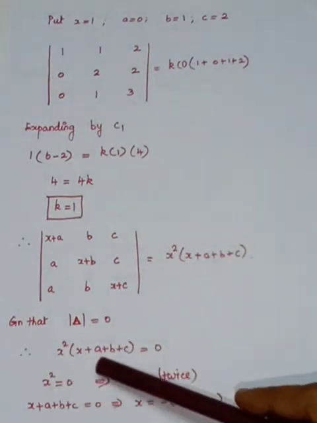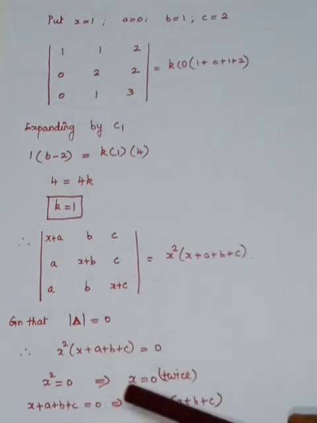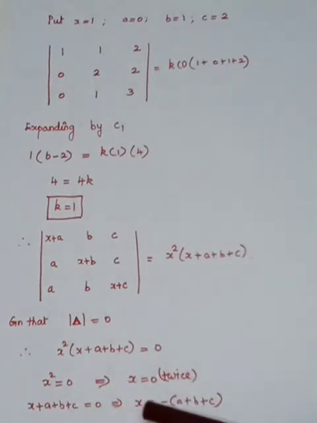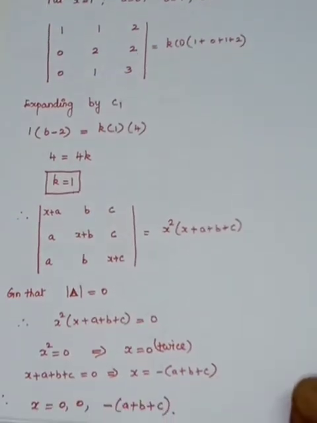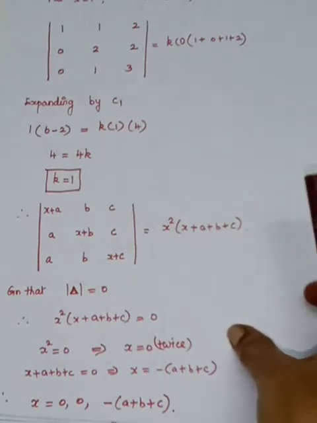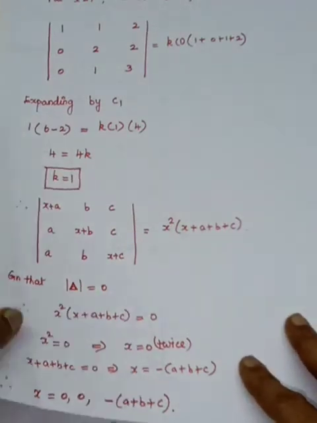So x squared into x plus a plus b plus c is equal to 0. x squared is equal to 0 means x equal to 0 twice. x plus a plus b plus c is equal to 0 means x is equal to minus a minus b minus c. That can be written as minus of a plus b plus c. So therefore the values of x are x is equal to 0, 0, comma minus of a plus b plus c. In the same way we are moving to the next problem, that is the problem number 5.